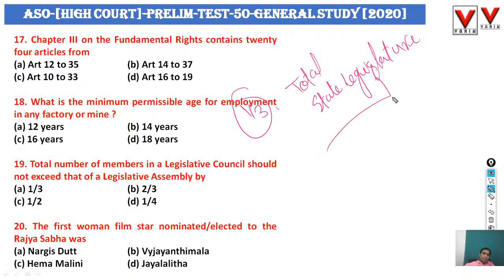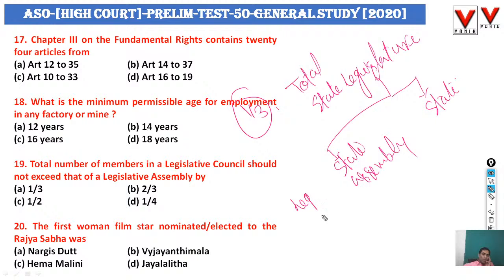In the state legislature, most of the states have one house, that is known as the legislative assembly. But in the constitution, there is a provision that parliament can make two houses also when the state requests, and that is known as the state legislative assembly and the state legislative council.